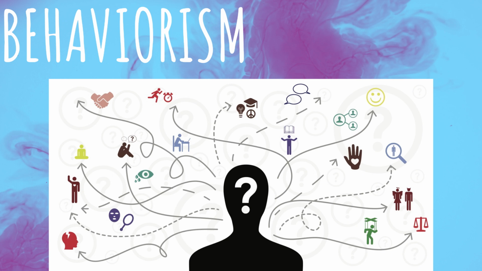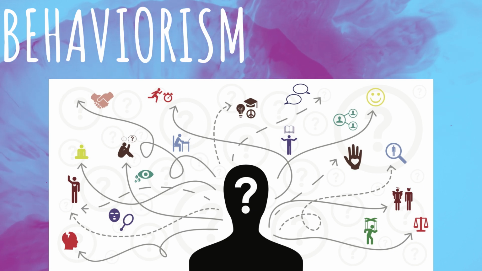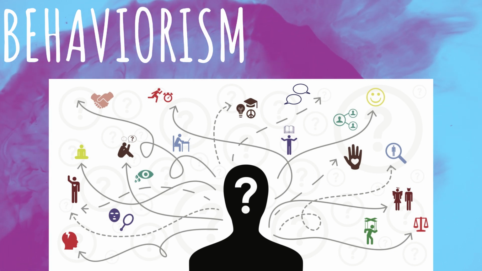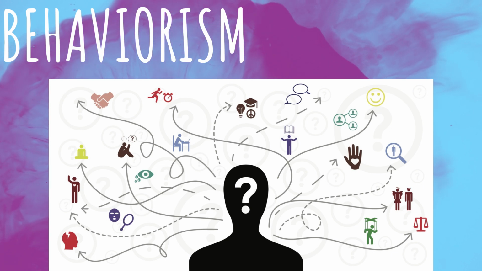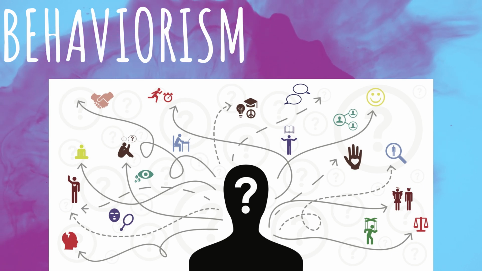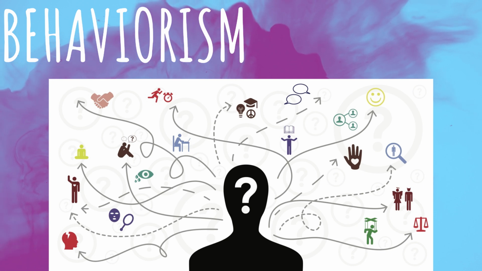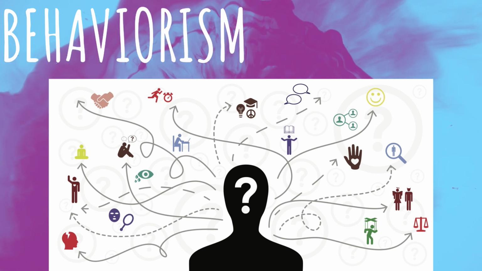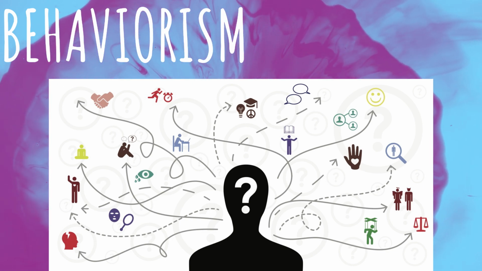Now we will take a closer look at behaviorism. Behaviorism is the belief that behavior is learned through interactions with the environment, and it emphasizes the role of reinforcement and punishment in helping to shape behavior. The theory of behaviorism works by emphasizing observable behaviors as the primary focus rather than internal mental processes such as thoughts and emotions.